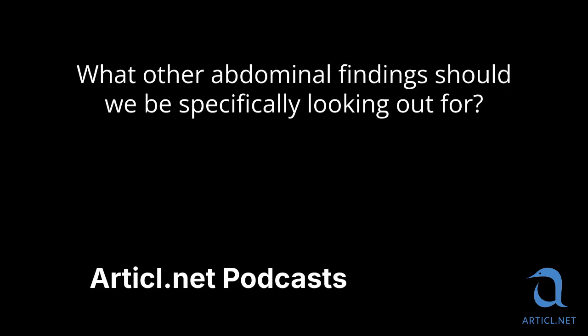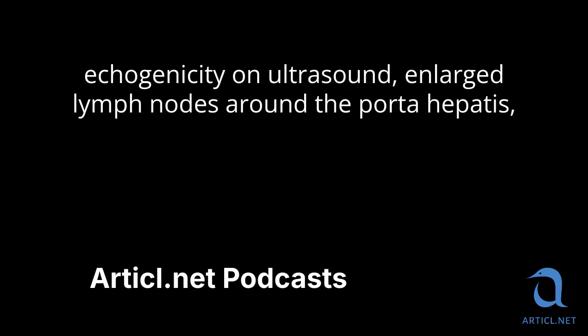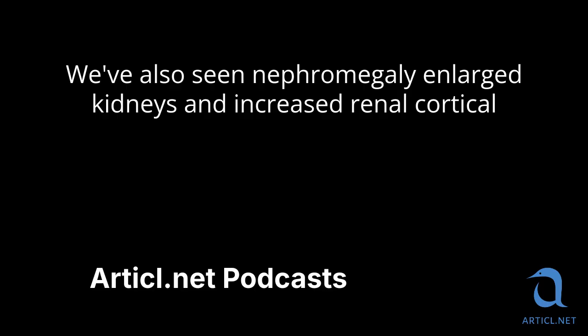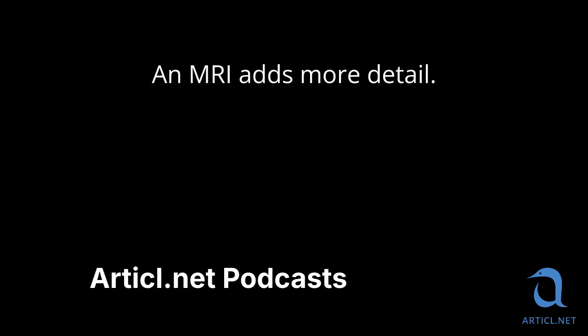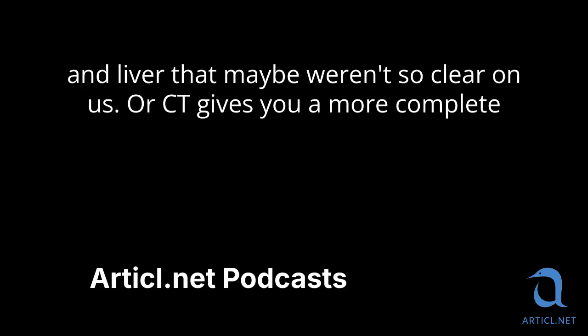What other abdominal findings should we be specifically looking out for? Other things to note are gallbladder wall thickening, maybe increased periportal echogenicity on ultrasound, enlarged lymph nodes around the porta hepatis, hepatic steatosis, fatty liver, and ascites, fluid in the abdomen. Okay. We've also seen nephromegaly, enlarged kidneys, and increased renal cortical echogenicity. And MRI adds more detail. It can, yeah. MRI might reveal multiple small and large signal voids in the spleen and liver that maybe weren't so clear on US or CT. Gives you a more complete picture sometimes.